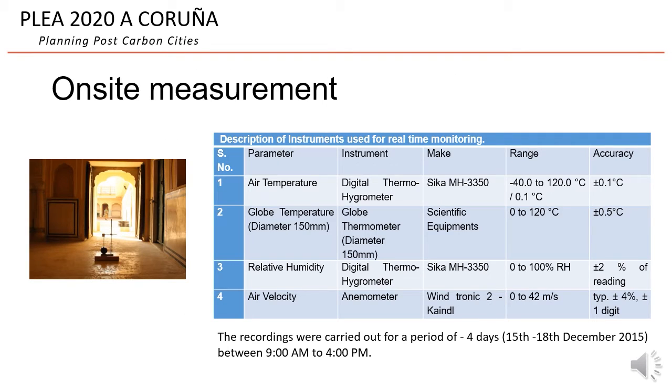Experimental investigation of thermal comfort within Hawa Mahal was conducted through real-time data monitoring using high accuracy instruments given in the table. The environmental variables such as air temperature, globe temperature, relative humidity and air velocity were measured every 30 minutes at a height of 1.1 meters from the floor level. The recordings were carried out for a period of 4 days, 15 to 18 December 2015, between 9 a.m. to 4 p.m.